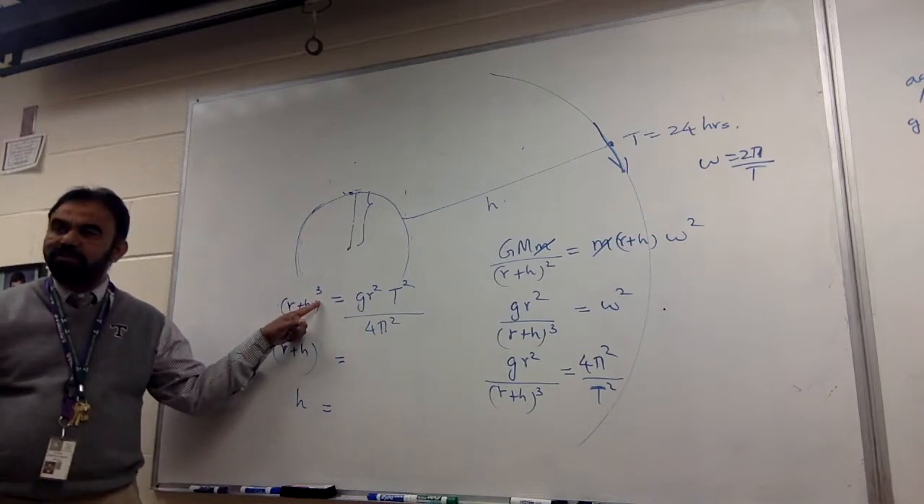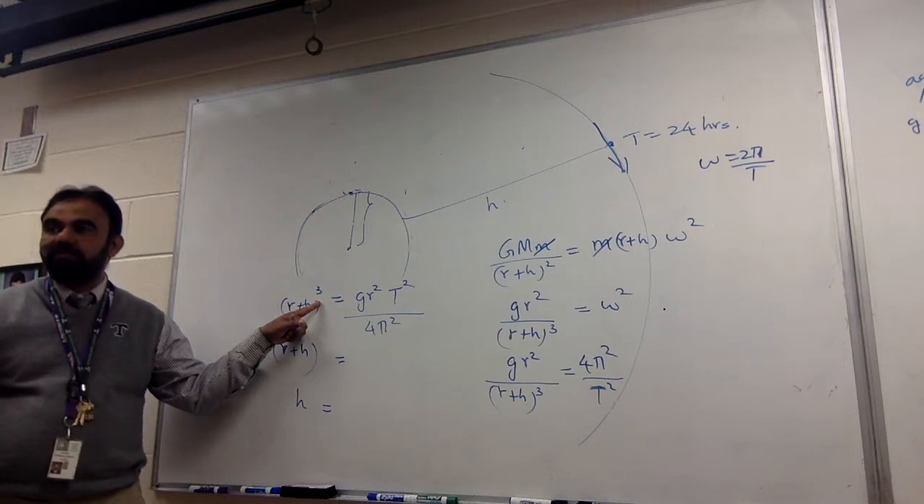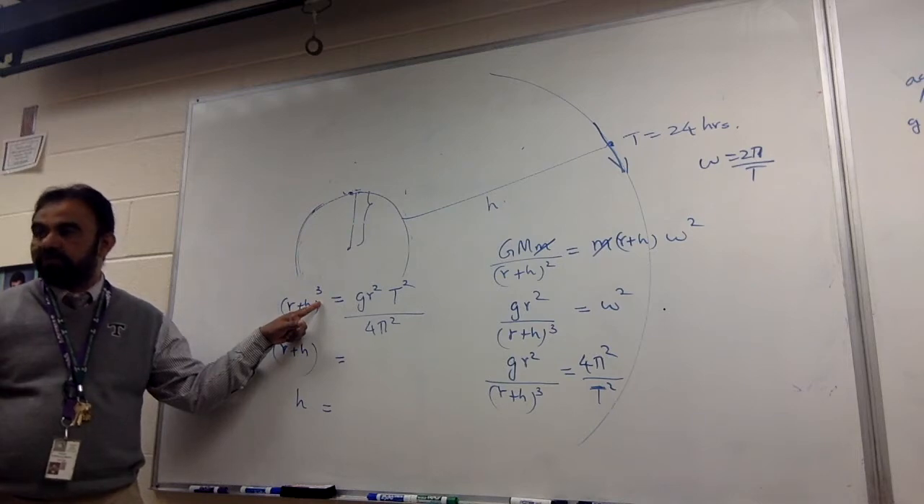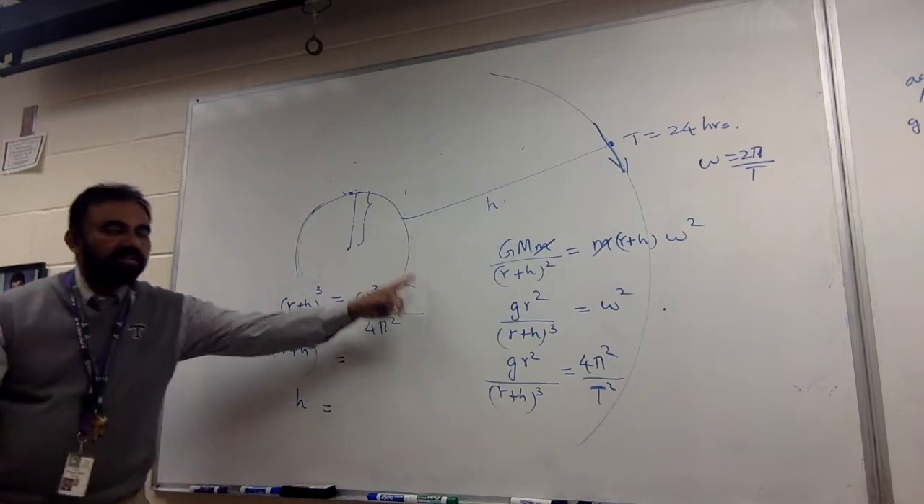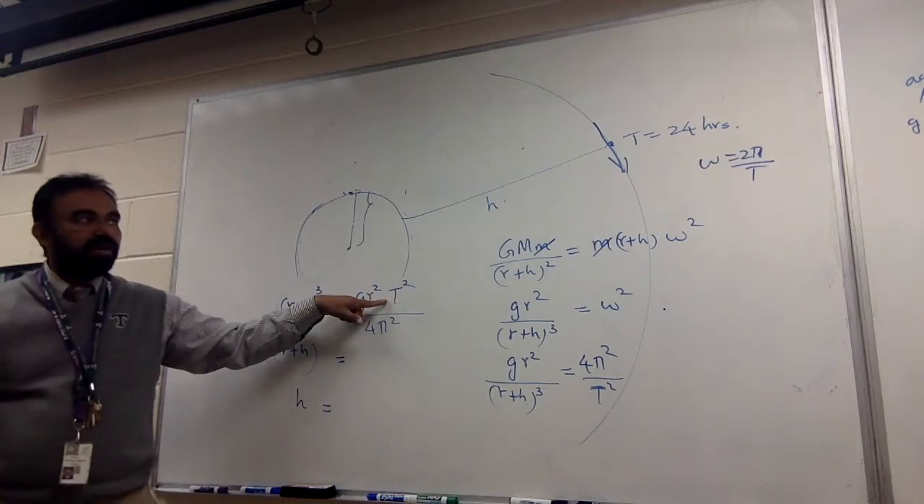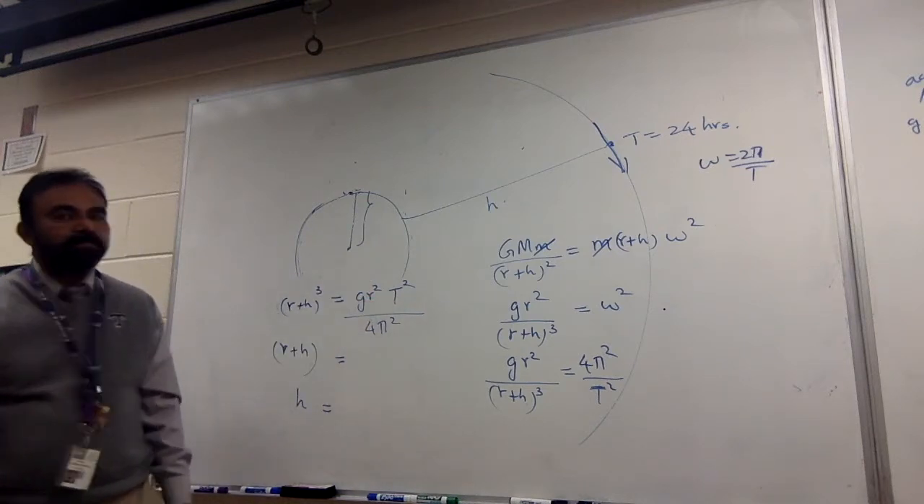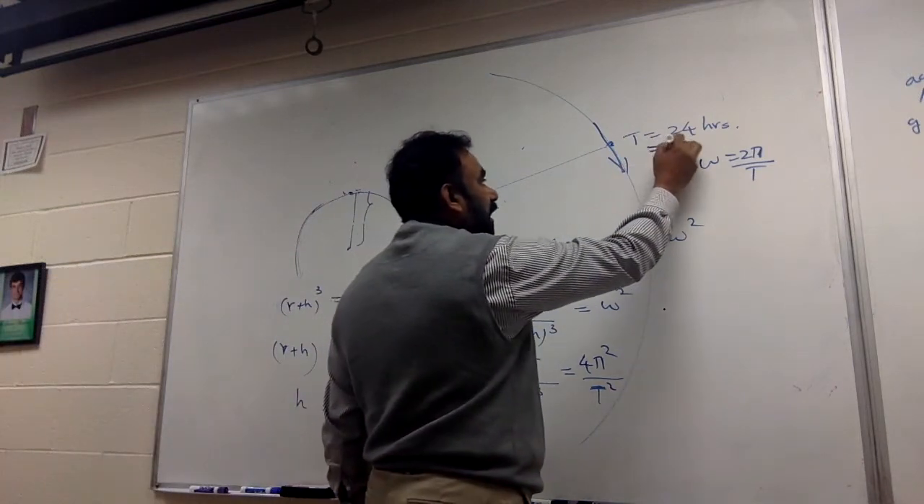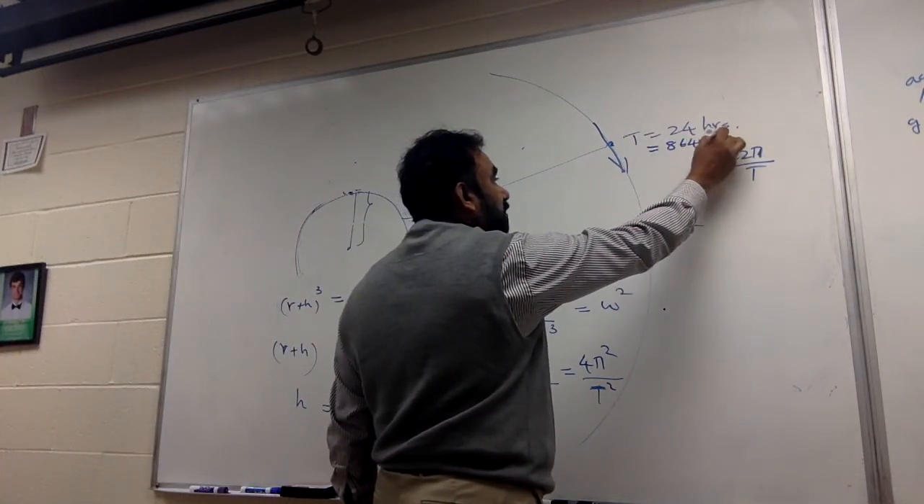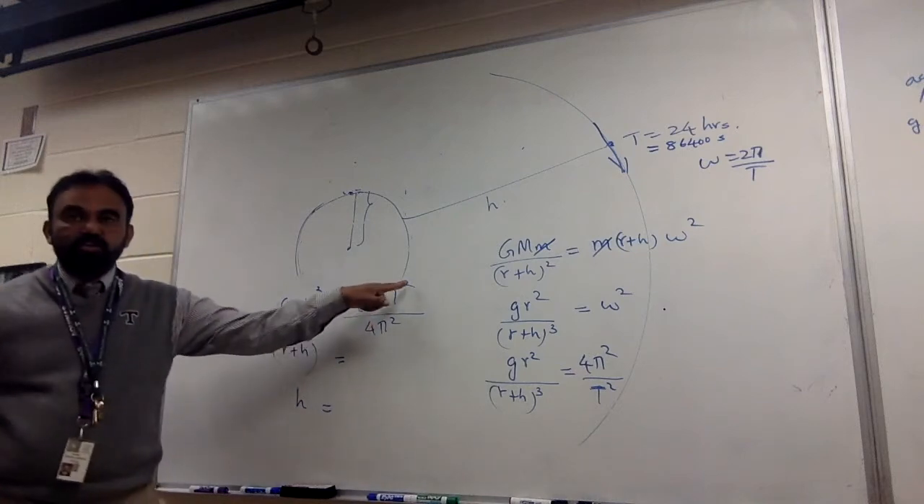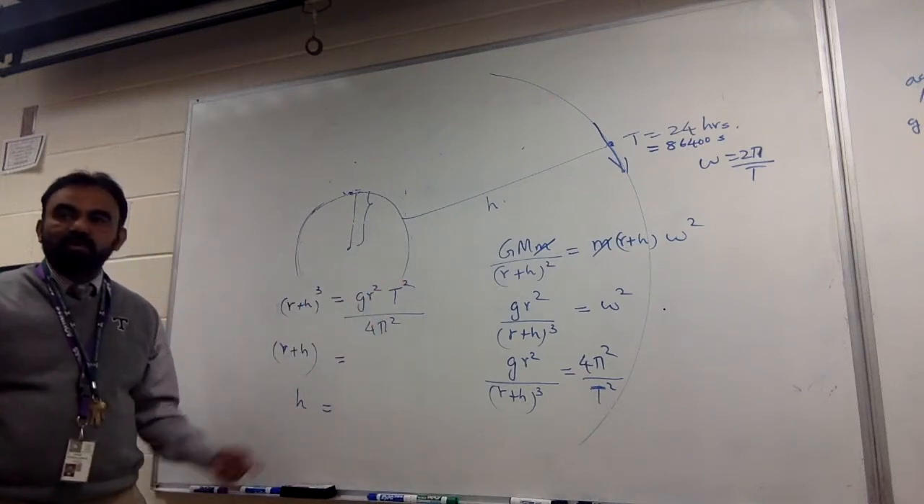How do you find the cube root? You find the cube root by taking it to the power of 1/3. Do that. Find this out first. Now 24 hours, you can't keep 24 hours. You have to put it in seconds. So this is going to be 86,400 seconds. Put that there and square it. Let's see who gets the height first.